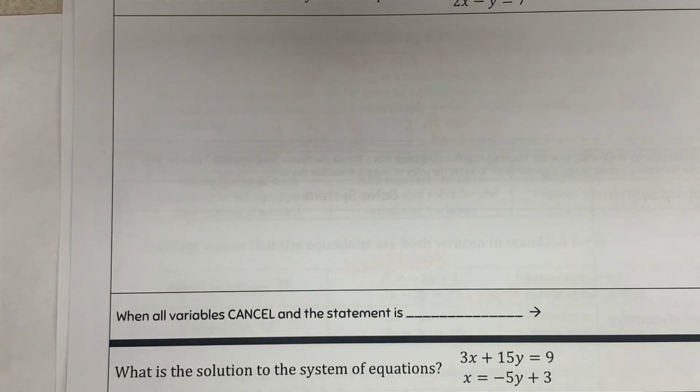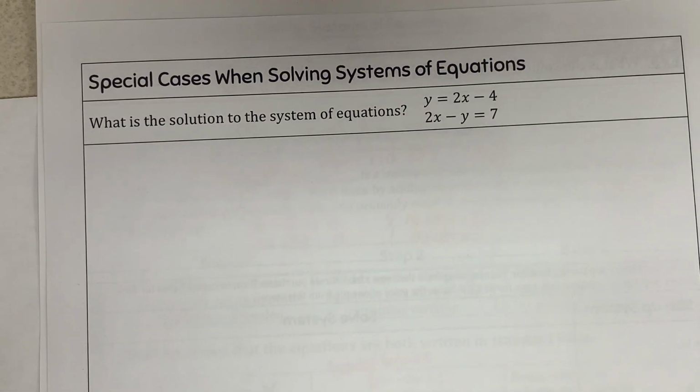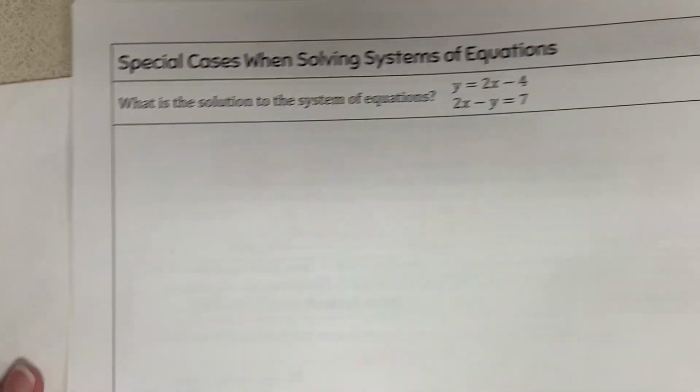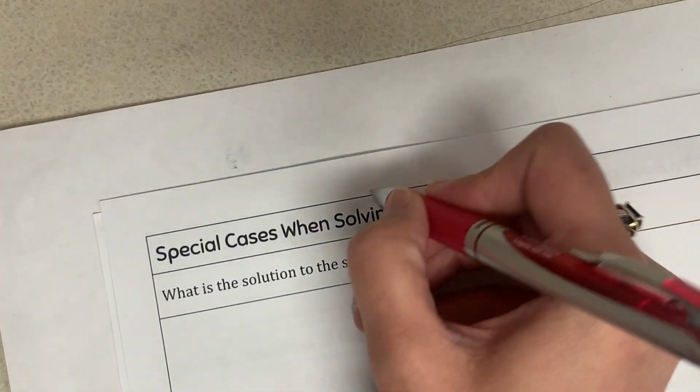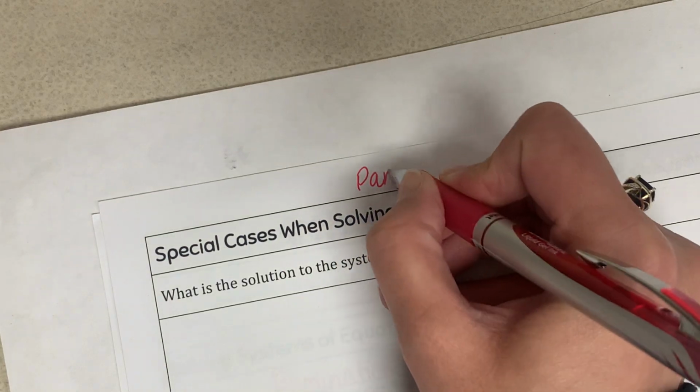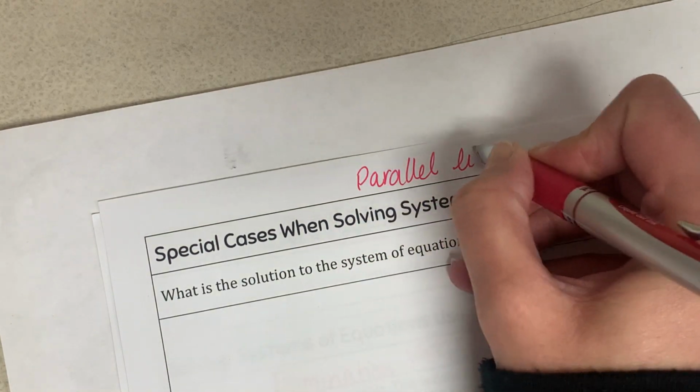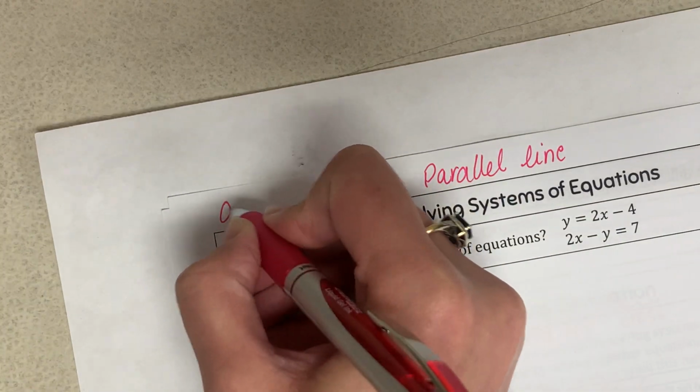So it says special cases. That means you're going to have parallel lines or overlapping lines. So you would know which one. After solving, figure that out. Parallel lines or overlapping.